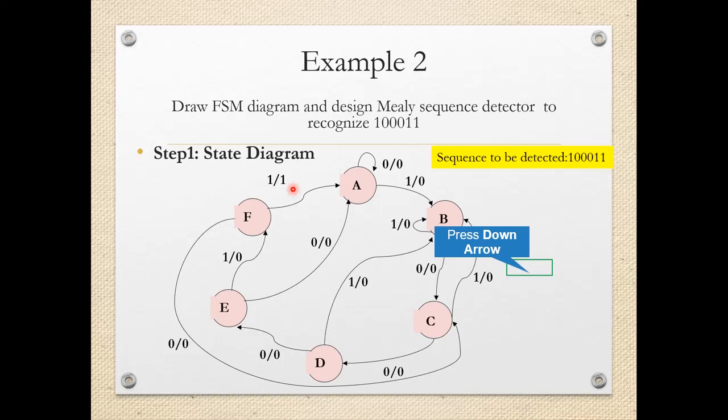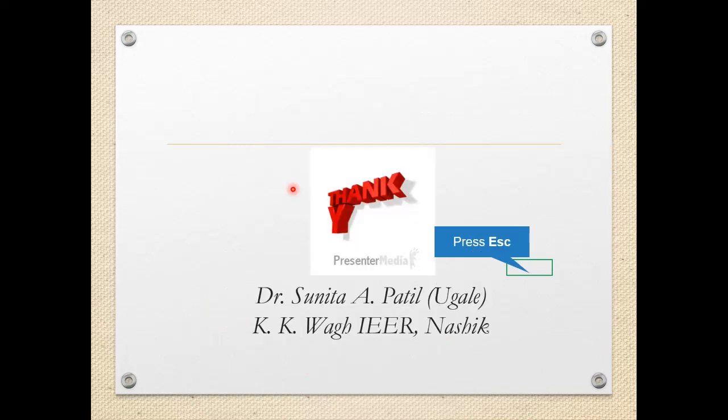Okay, so we have drawn the FSM to detect the sequence 1 0 0 0 1 1, and here if we count the number of states, that is equal to 6. So 1 bit will be checked in each state, and if the correct sequence is coming at once, then the state machine will complete the execution cycle in 6 clock periods. Thank you.